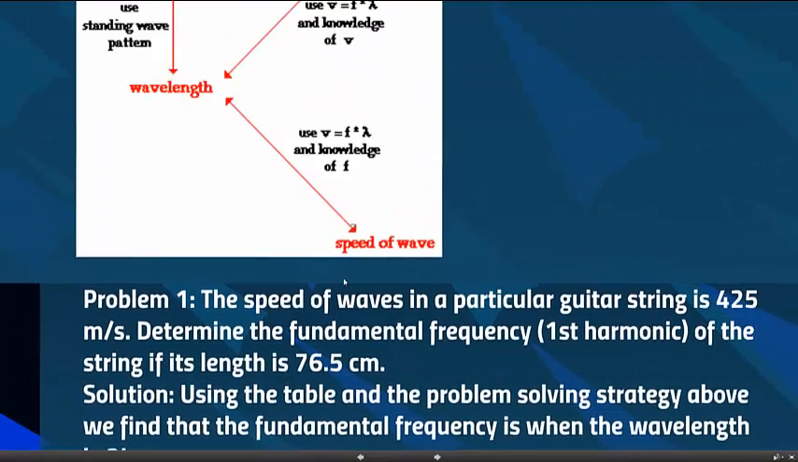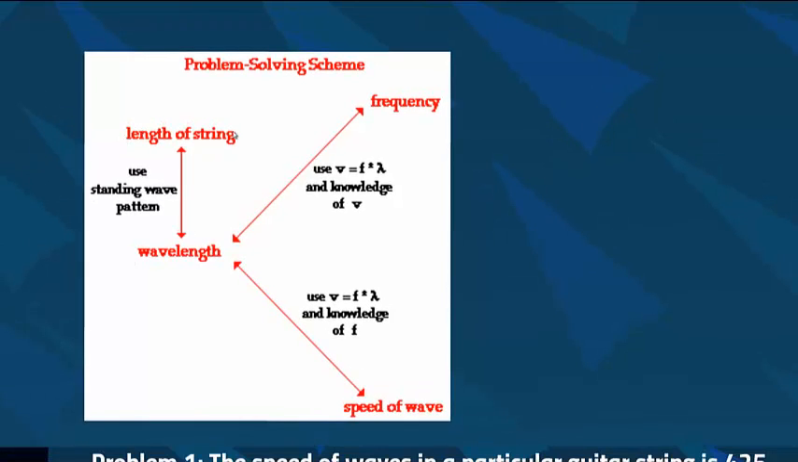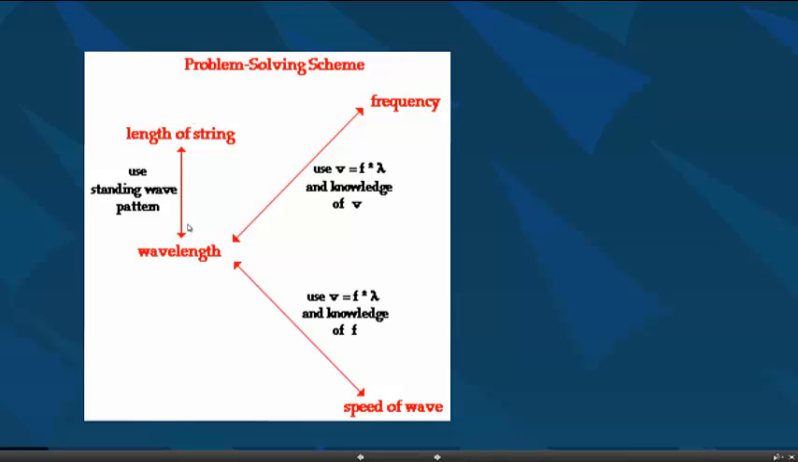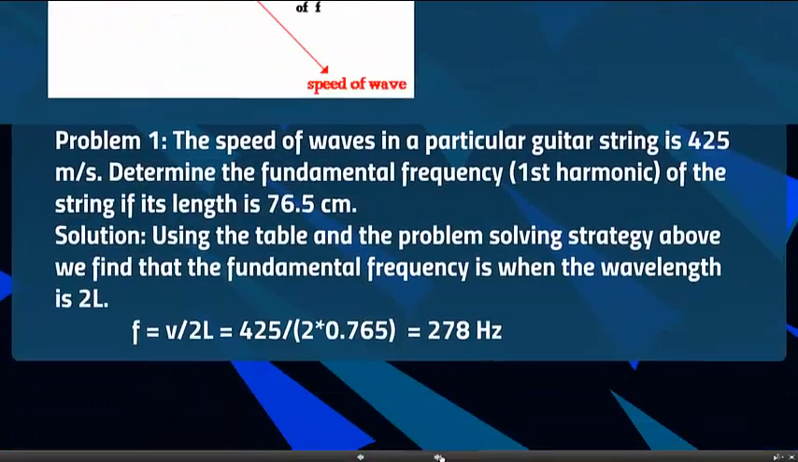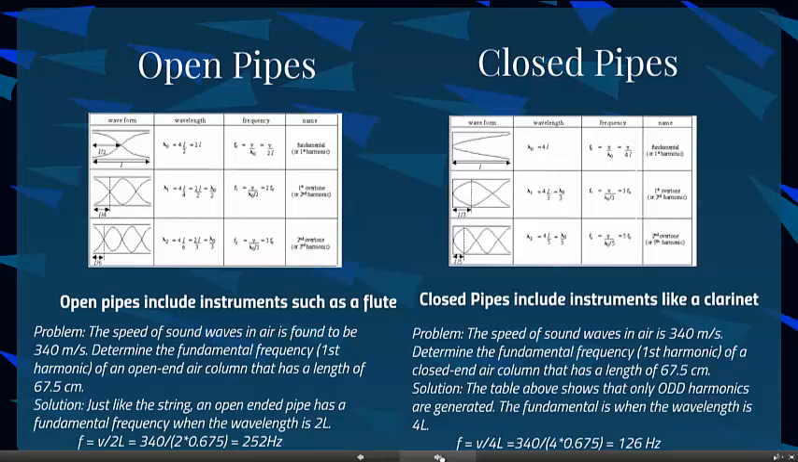So what was this problem solving strategy? This is basically looking at where you've got a length of string and you convert it into the wavelength. That's the first step. Make sure that you know either the length or the wavelength, and you work out what those are. From the wavelength you can work out the frequency, because you know v equals f lambda. You can also work out the speed of the wave. So basically there's this conversion here, and from wavelength you can work out any of these things. So what other types of musical instruments can we look at?